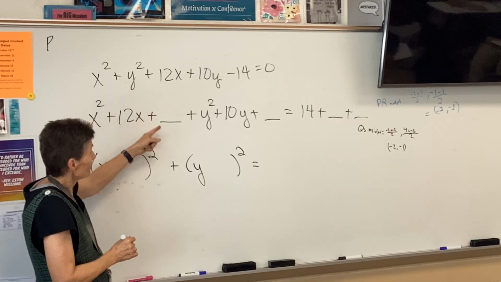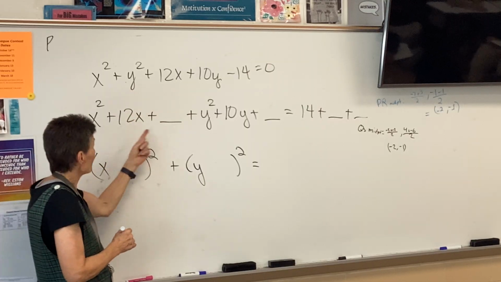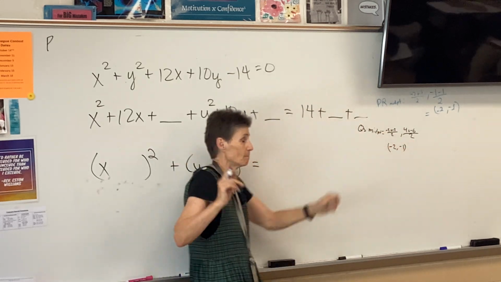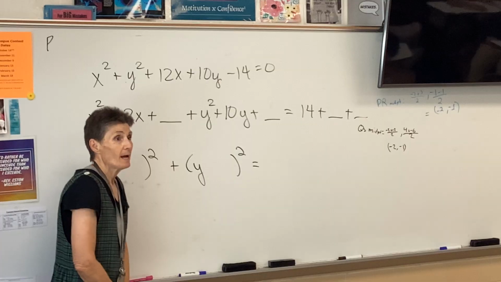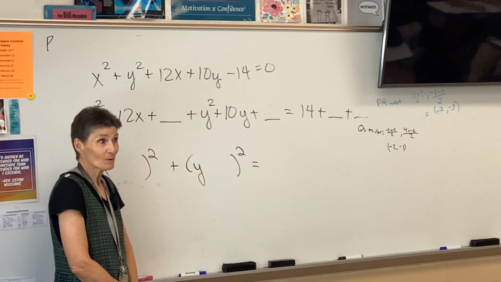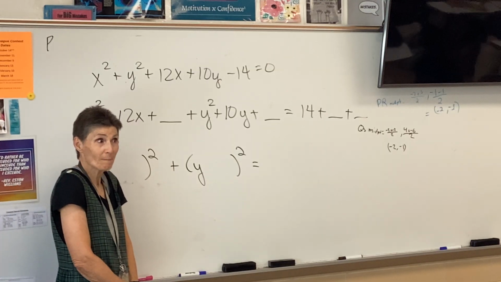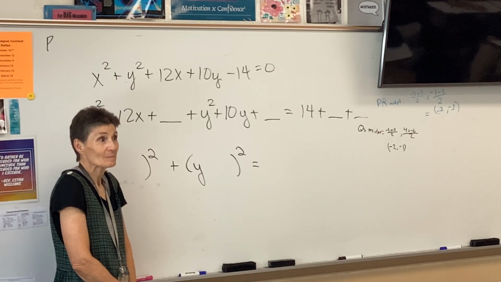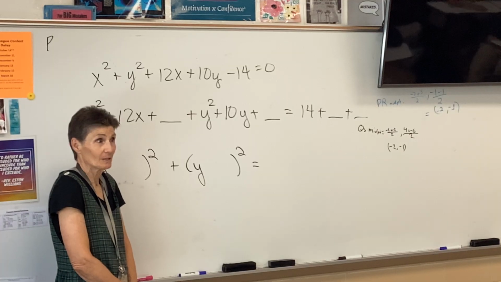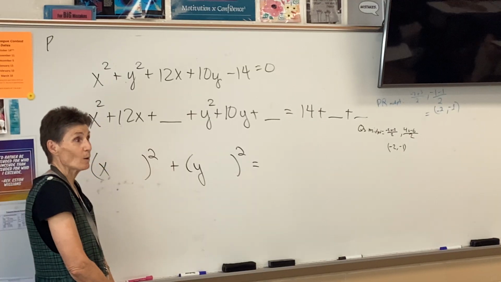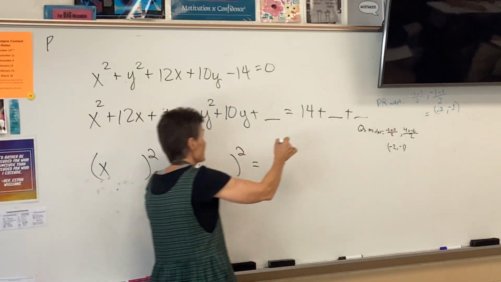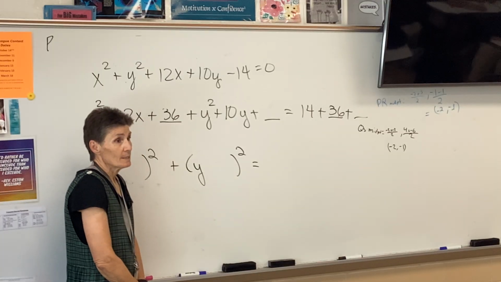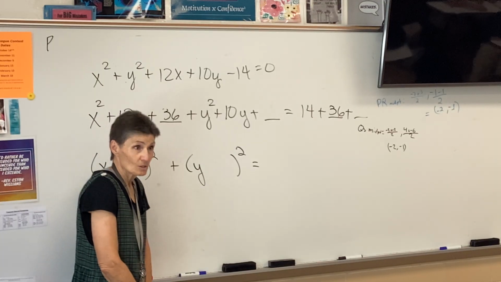So everybody good here? Getting to here? Notice I'm going to be adding numbers to the left, so I have to add those to the right also because I'm balancing the equation. Okay, anybody remember how we find that number? Coming back to you, Mr. Funk, if you remember. You would take 12 and divide it by 2 and square it? Absolutely. So 12 divided by 2 squared is 36, on both sides. Do the same thing with our 10. So 10 divided by 2 squared is 25.